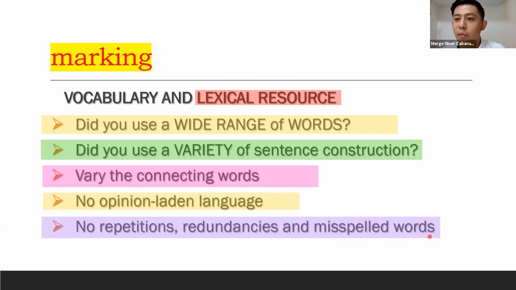Hindi pwede yung, oops, ay sorry sir, hindi ko po sinasadya. Sir, hindi ko po nakopya, hindi ko po nakita. We do not have any excuses. That's something that we don't really want to happen. So that is your repetitions, redundancies, and misspelled words. Okay? Now, let's go to the next slide.